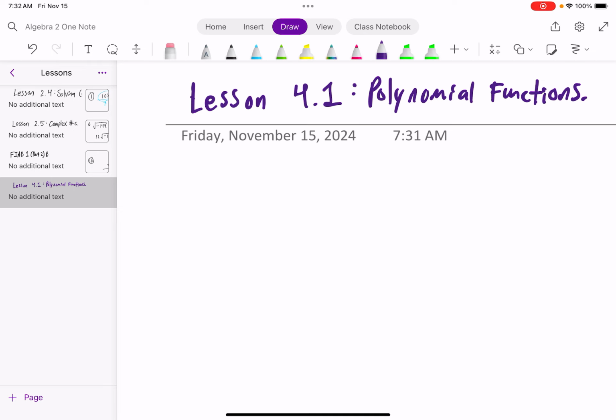So, I'm going over lesson 4.1 polynomial functions. Now, let me go over the vocabulary with you.